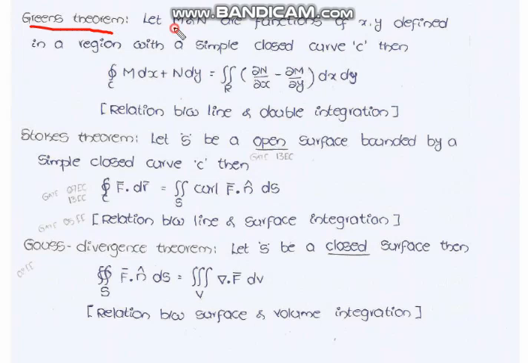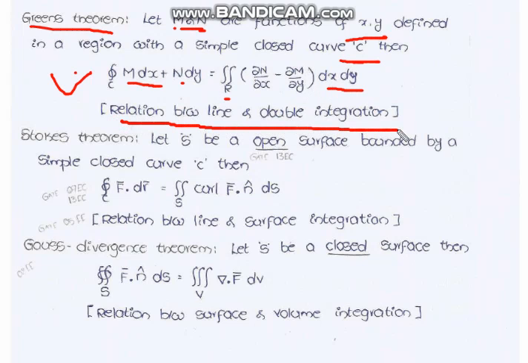So let me take M and N, both functions of x and y, defined in the region enclosed by the closed curve C. So the statement says that the closed integral over C of M dx plus N dy is equal to the double integration over region R of del N by del x minus del M by del y dx dy. So ultimately this is the relation between line and double integration.